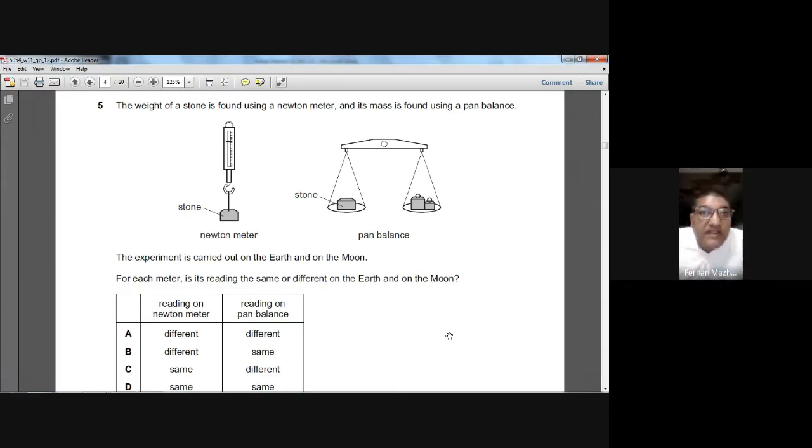But when you take the reading of the pan balance on the Moon, the reading will be the same on the Moon as it was on the Earth. So for the Newton meter, it should be different, and for the pan balance, it should be the same. So for question number 5, B is the choice.